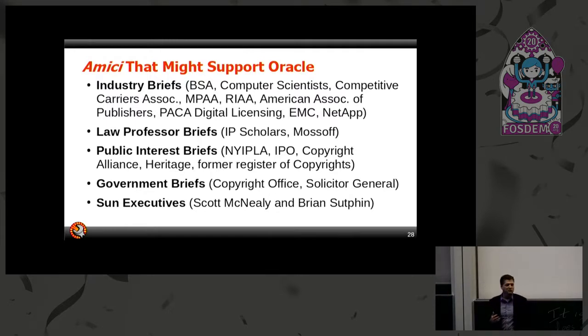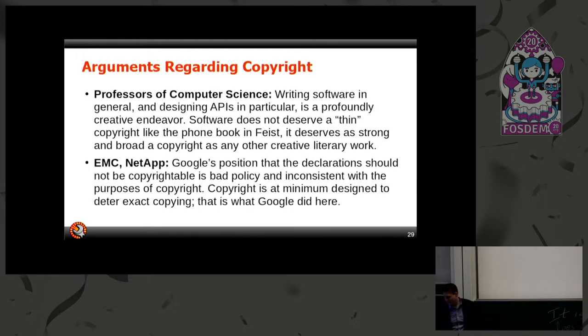Who were the people who might support Oracle? And while this is just my guess, this is not actually the list of amici, these are people who seem to have expressed interest or have filed at various earlier points. So this is my guess of people who might support Oracle. And what are some of these people, what have they said? You'll find that a lot of this is writing APIs is a powerfully creative endeavor. You should not say, just because this is software, this should get less copyright concern.